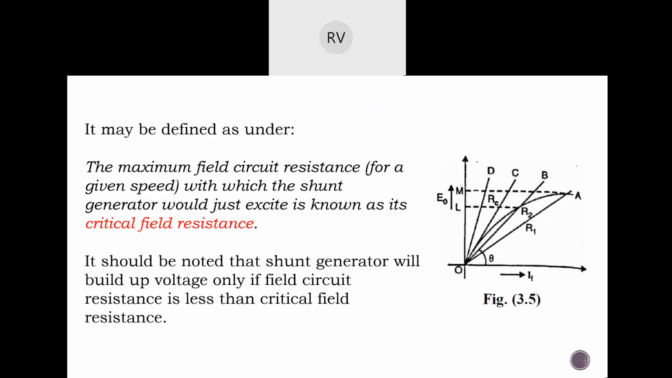So critical field resistance is the minimum field circuit resistance for which the shunt generator would just excite. That is where the voltage buildup is successful. The resistance at which the voltage buildup is successful is called the critical field circuit resistance, or critical field resistance. So this is for a shunt generator.